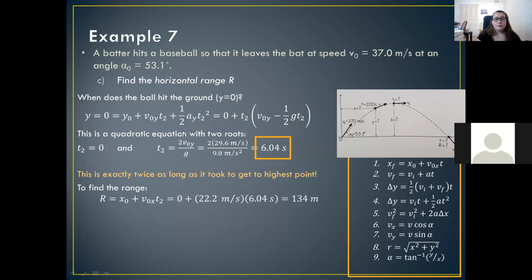Okay. So now to find the range, now that we have time, we can use equation 1. Right? Our range is our final x position. Our initial x position was 0, and our x velocity, 22.2, our time of 6.04 seconds. That gives us a range of 134 meters. That's pretty far.